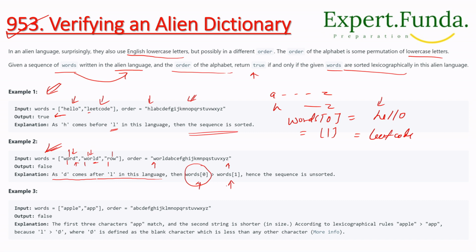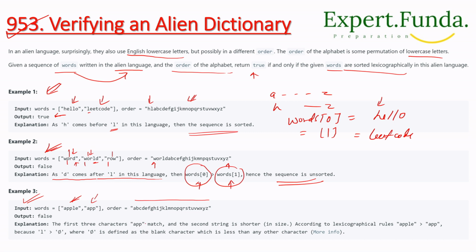Word at 0 is greater than word at 1, right? And so the sequence is unsorted. Okay. Similarly, we have apple and app, which we have given in example 3, right? And we have given A to Z, which is a little different. So what we have to check, we will check all its characters, right?